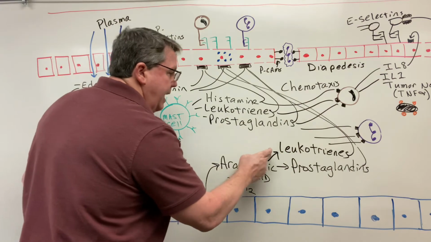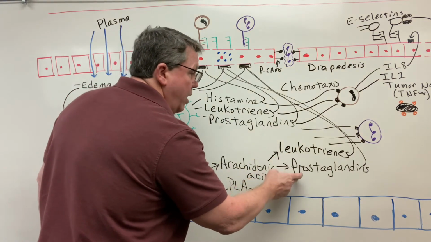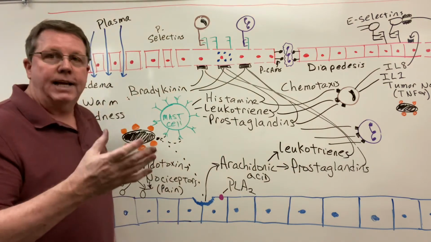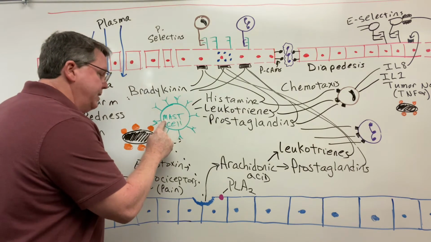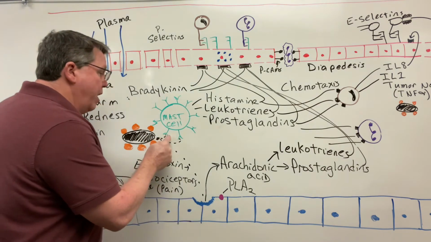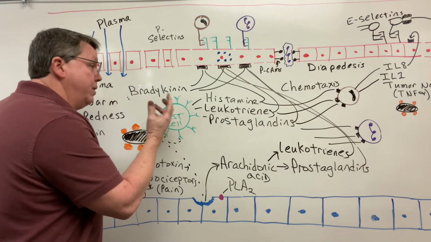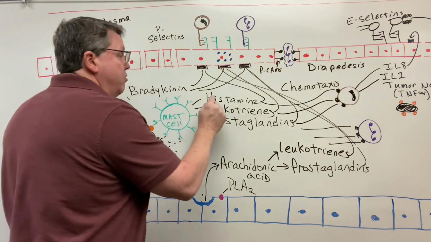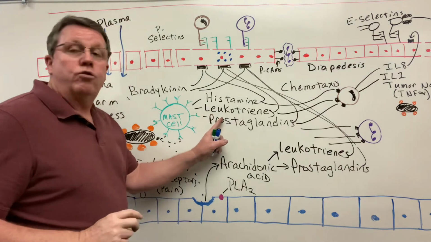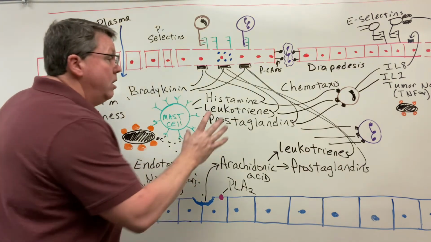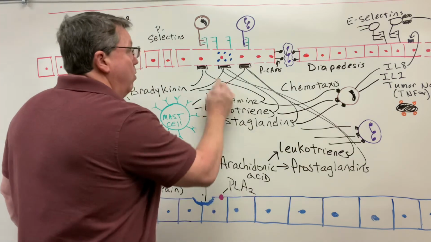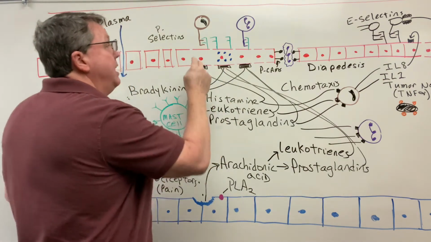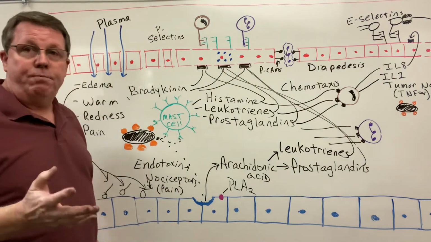The arachidonic acid is broken down into leukotrienes and prostaglandins, which are known as cytokines. The endotoxin can either go and start destroying the mast cell like it's doing here, or if it bonds to a receptor, it will cause the mast cell to become stimulated. The mast cell is going to release histamine, leukotrienes, and prostaglandins. The leukotriene, histamines, and prostaglandins will go up to receptors on the endothelium of our white blood cells.